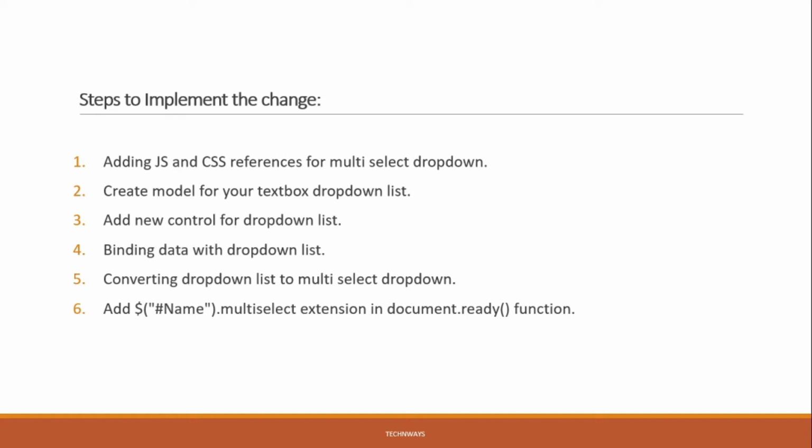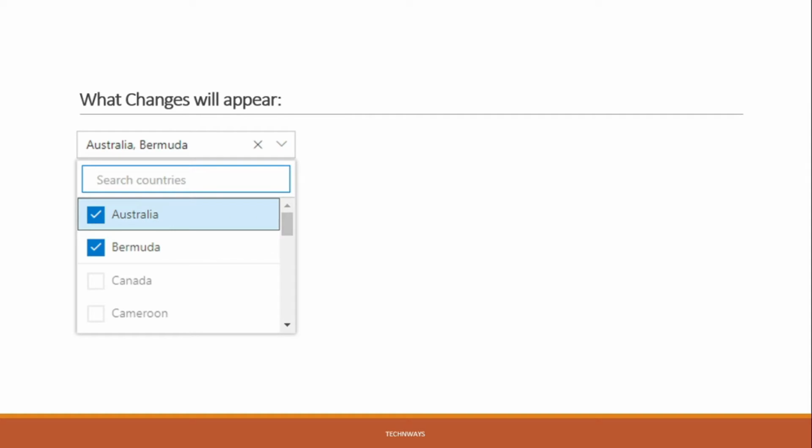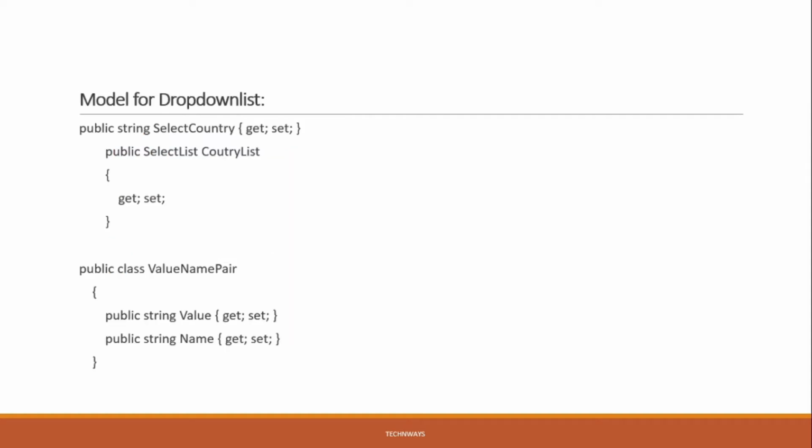and converting that drop-down to a multi-select drop-down. After that we will be using a multi-select extension for implementing extra features in that drop-down. Whatever features we are showing here, we can manage that drop-down using this multi-select extension method. We can enable or disable those features. So this kind of drop-down we are going to implement. So let's start implementing this thing.